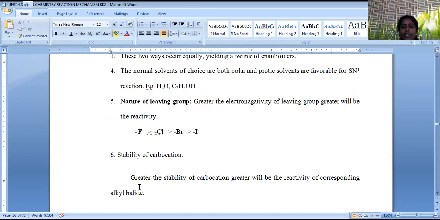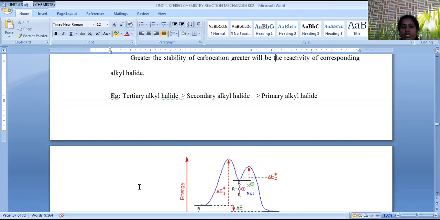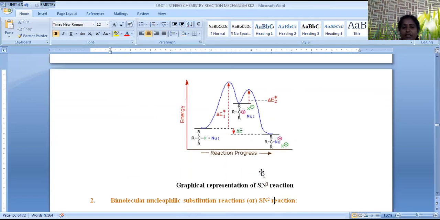Stability of carbocations, as we already discussed: tertiary is more stable compared to secondary, compared to primary. So that's the reason why tertiary alkyl halides are more reactive towards SN1 compared to secondary alkyl halides and primary alkyl halides. Next, let us see the energy profile diagram of SN1 reaction.